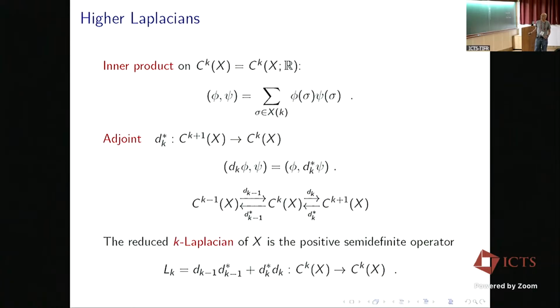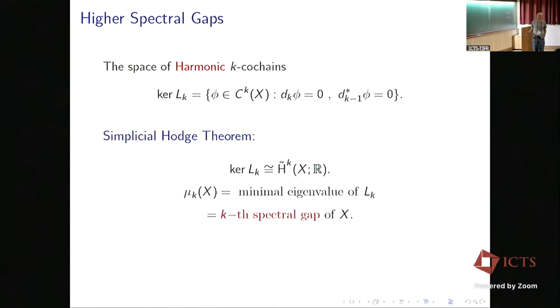And finally, the k-Laplacian, which generalizes the zero Laplacian that we talked about earlier, the graphical Laplacian, is a map from Ck to itself, and it's the sum of going this way, so dk star dk, plus dk minus 1, dk minus 1 star. This is a positive semi-definite operator from Ck to itself. And of course, this was defined in the early 20th century by topologists. They proved, well, a few more definitions.